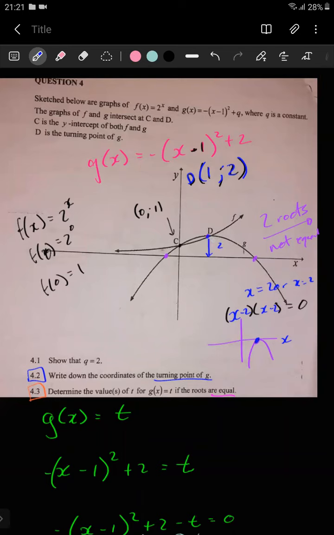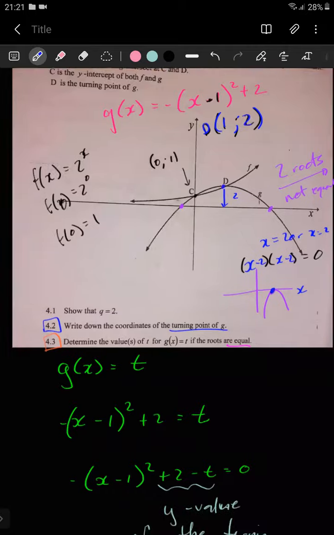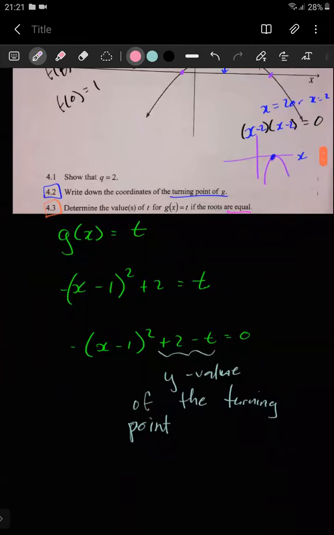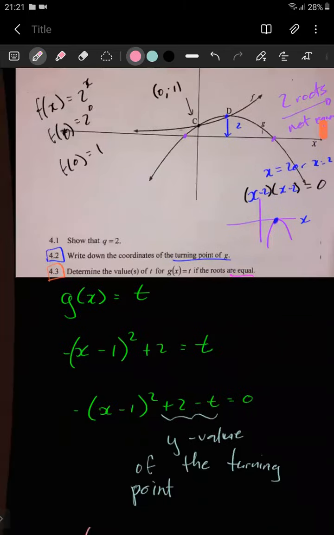I don't think the x value really matters in this case, because they're not asking specifically for the root. They're asking what value of t would result in us having those roots that are equal. So in this case, our graph has to be moved 2 units downwards. So here we'll have to say t is equal to 2, because look at the question: determine the values of t for g of x is equal to t if the roots are equal. So it's actually just one value of t for the roots to be equal. t has to be equal to 2.